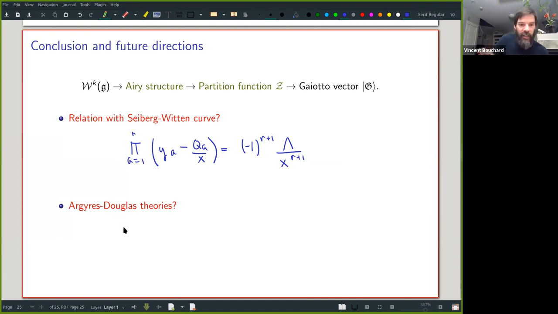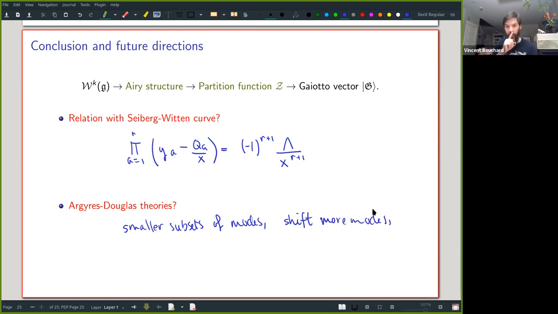The last comment I want to make is that we can generalize our construction easily, at least from the point of view of array structures. We can look at smaller subsets of modes. Instead of looking at all positive modes, we could look at smaller subsets as long as they satisfy this subalgebra condition. We can also shift more than just one mode as long as they don't appear on the right-hand side of these commutation relations. If we can prove that, we can shift them to construct more array structures. That gives rise to many more Whittaker type vectors.